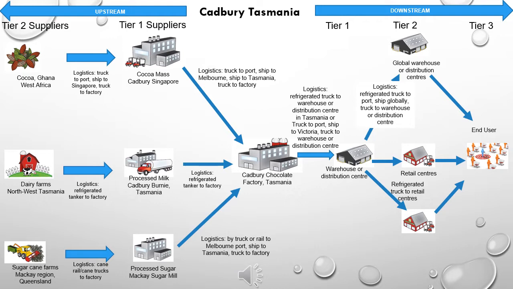Now when we're looking at the right side, you can see still on the top we have different tiers: tier 1, tier 2, tier 3. And also we have warehousing, we have, for example, retail, and at the end is the end user. Who is the end user? It's the customer, right? So it's a great example of the entire supply chain.